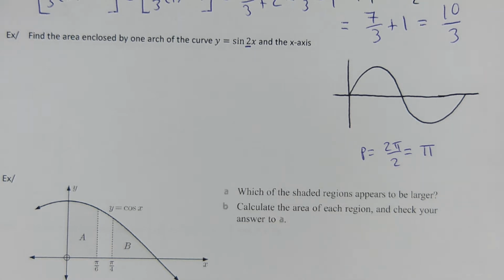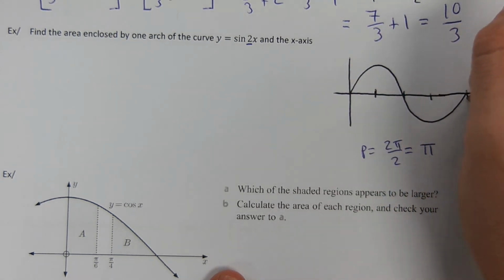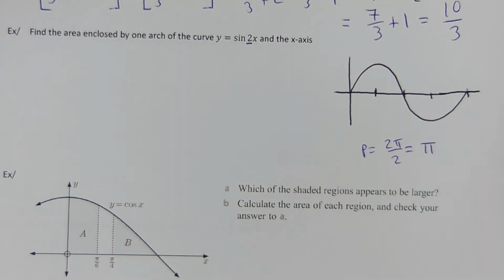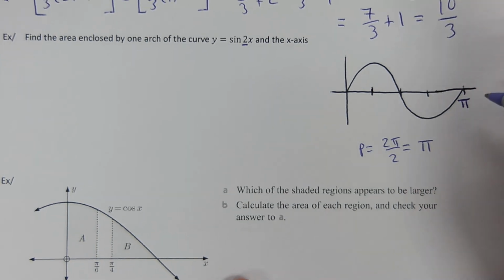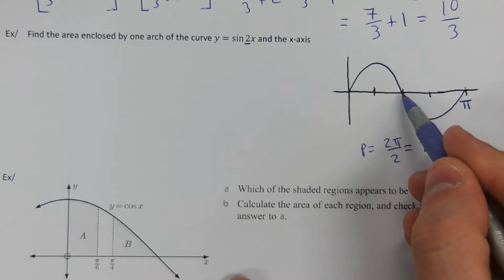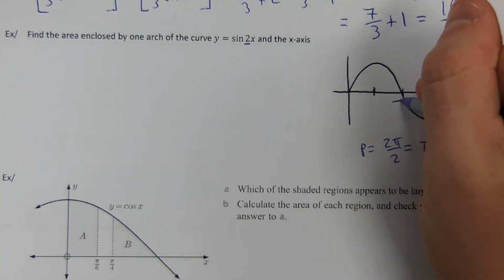And if you can recall that all sinusoidals, both sines and cosines, can be split into 4 parts: 1, 2, 3, 4. That means this is pi. So halfway through it, right here, which finishes off one arch, would be pi over 2.